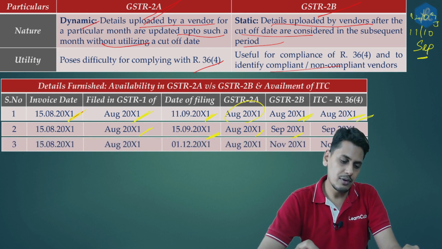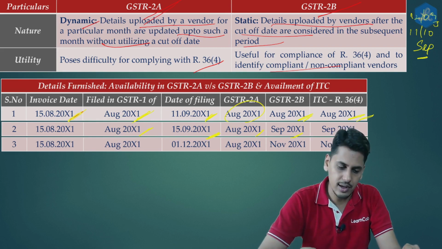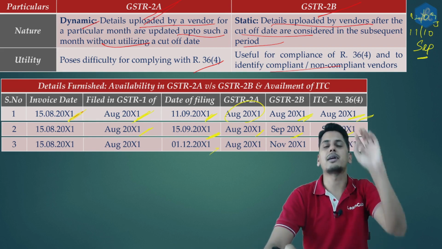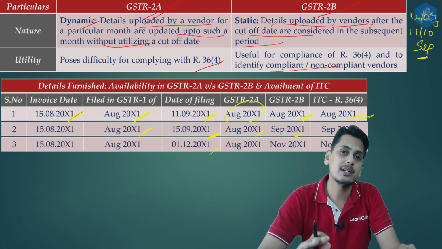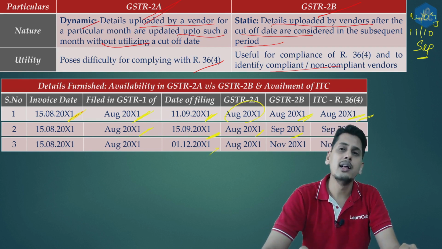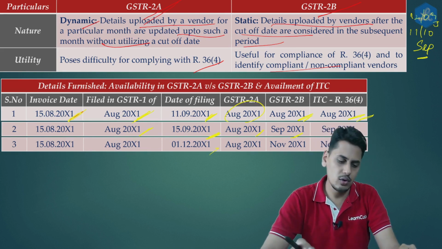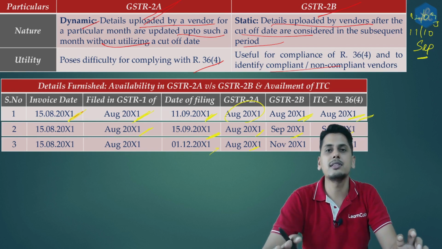Invoice dated 15th of August. It is filed in GSTR 1 of August, but the date of filing is 1st of December. Question number 1. In which month GSTR 2A it is going to appear? It is going to appear in August month 2A.